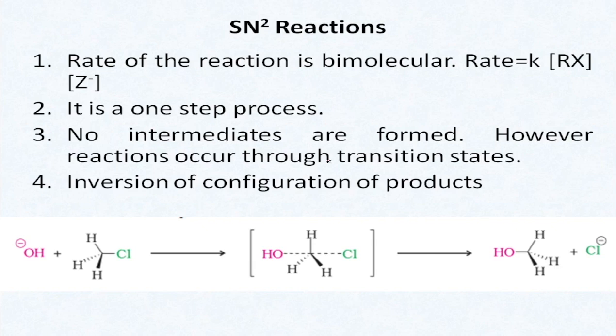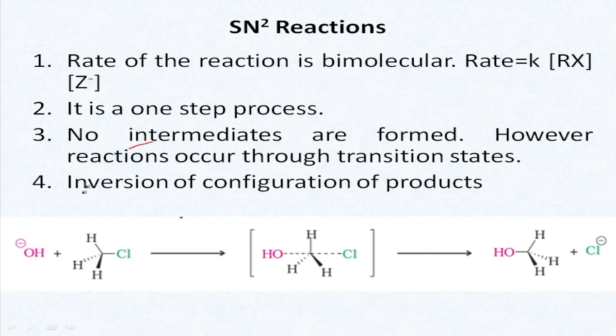SN2 reaction: the rate of the reaction is bimolecular, that is, the rate equals the concentration of the substrate and the concentration of the nucleophile. It's a one-step process, and no intermediates are formed. However, the reaction occurs through a transition state. Number 4, inversion of configuration of products. It is a one-step process, the SN2 reaction.